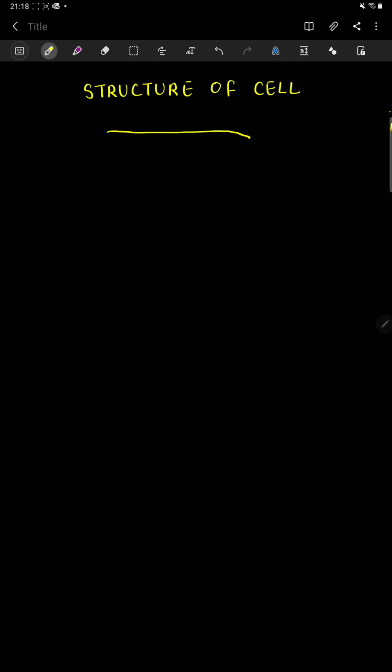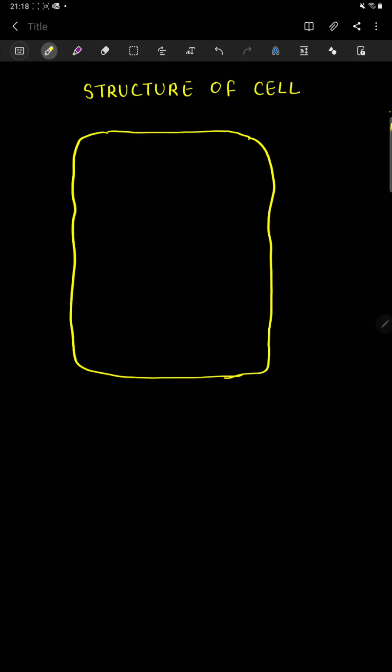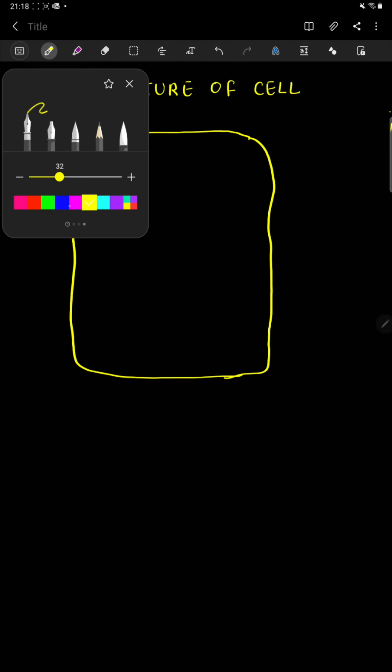So this is the cell membrane. As we know that in the case of the animal cell there is no cell wall. So this is cell membrane simply. And then next is the nucleus. As we know that the nucleus is the largest cell organelle.